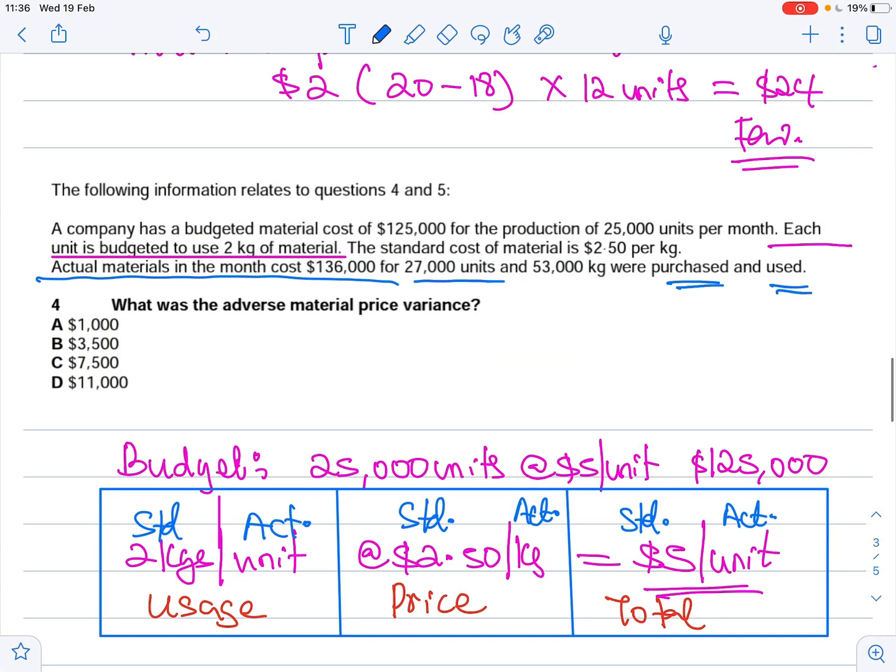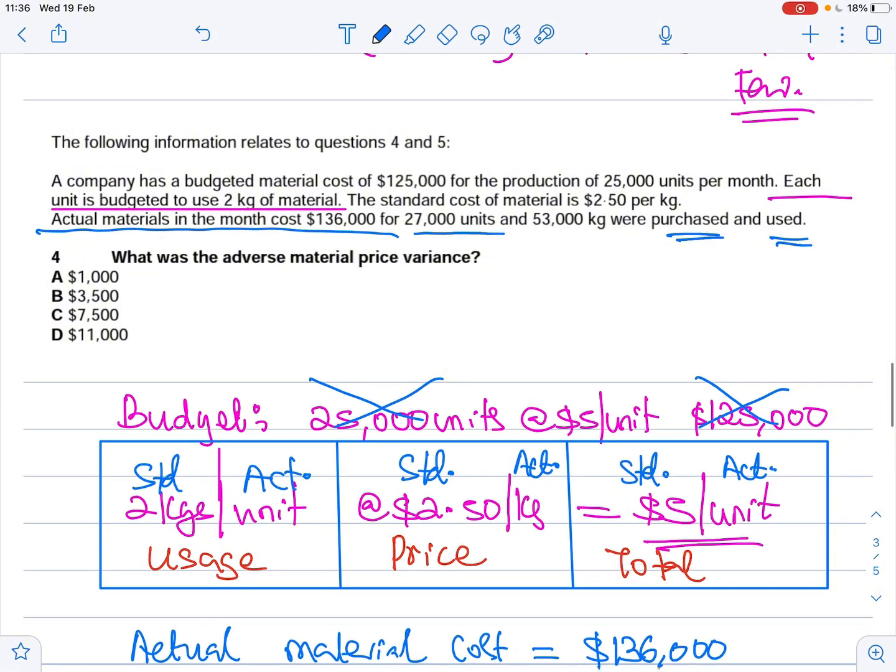So what do we do? First thing first, you do not need budgeted information. So this part that is talking about 25,000 units as well as $125,000, please discard them. You don't need this, because you are not going to be comparing budget with actual. Instead, it's your standard that you are going to be comparing with the actual information.